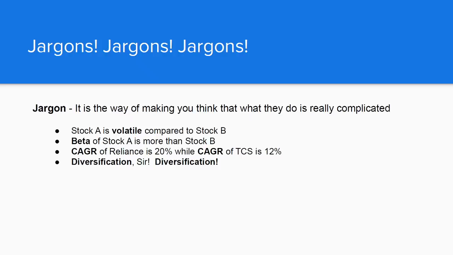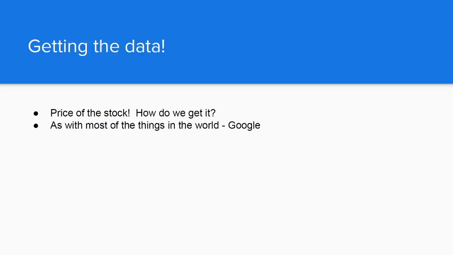Like any scientist needs to do, the first thing a scientist asks is, what is the data? How do I get the data? So what is the data that we are talking about? We are talking about some stock data. The most basic data of a stock is the price of the stock. Now let us see how we can get this. As with most things in the world, it's very easy to get the stock data. Google Finance has an amazing tool through which you can basically get the stock data.